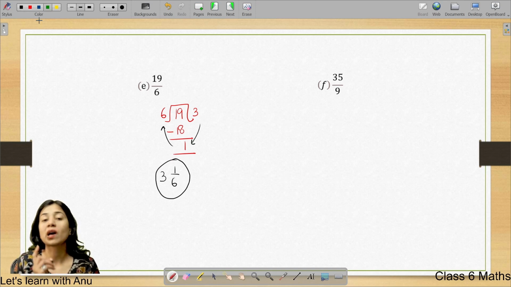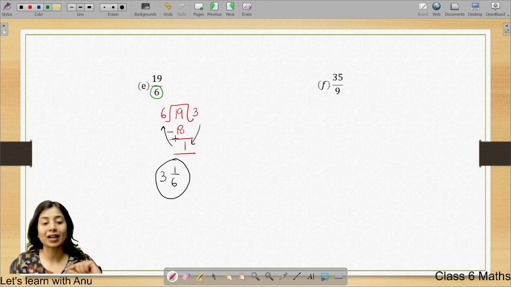Class, one more thing I want to tell you all, that you can also see the denominator remains the same. Whether it is an improper fraction or a mixed fraction, the denominator is going to be the same.